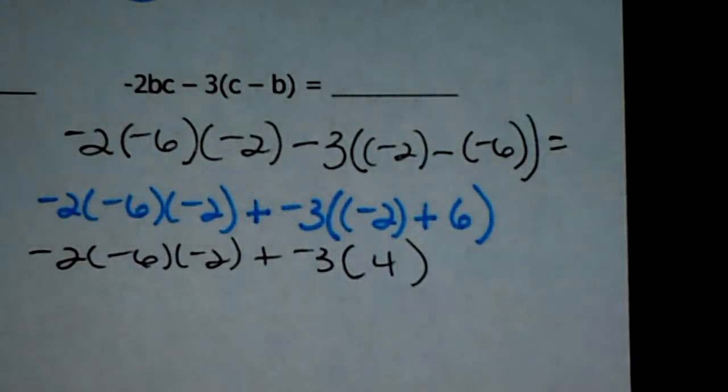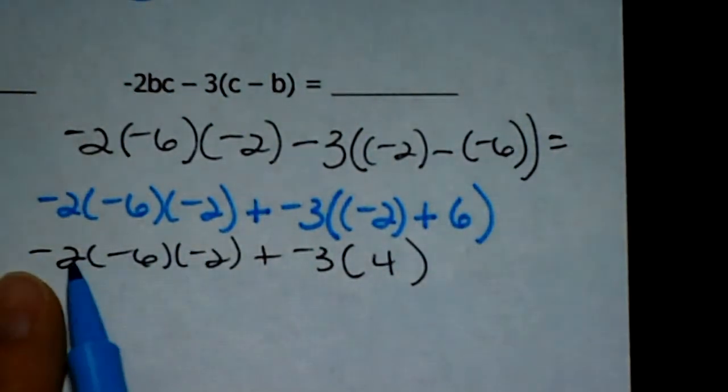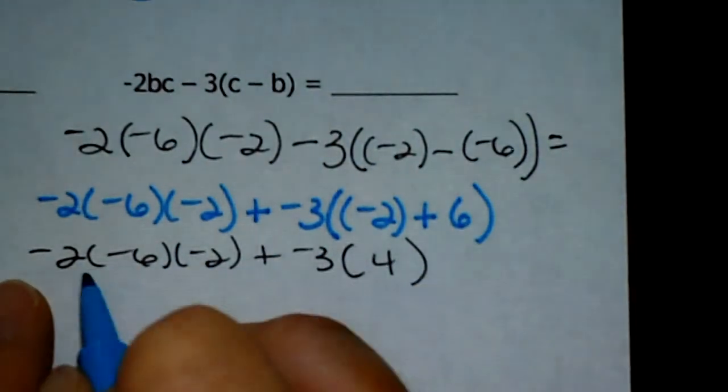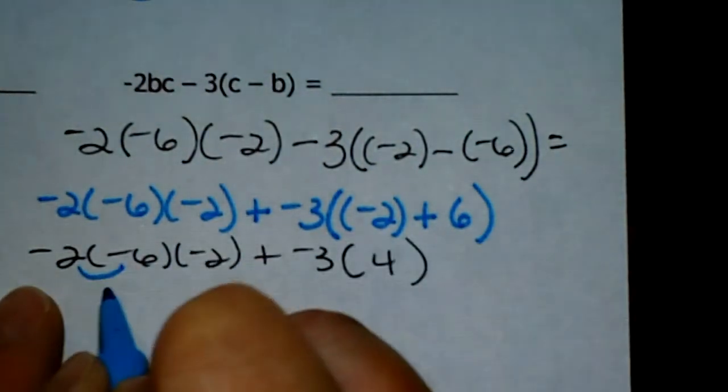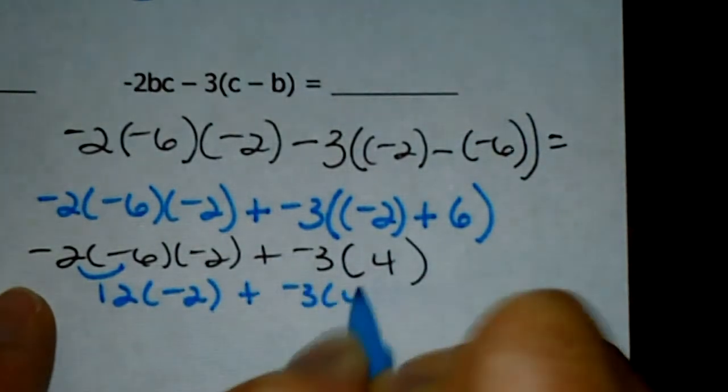Okay, order of operations says that exponents would be next. I don't have any of those. Then we have multiplication and division from left to right. I do have some of that. So I'm just going to solve all this from left to right. Negative 2 times negative 6, that's 12, right? So I have 12 times negative 2 plus negative 3 times 4.